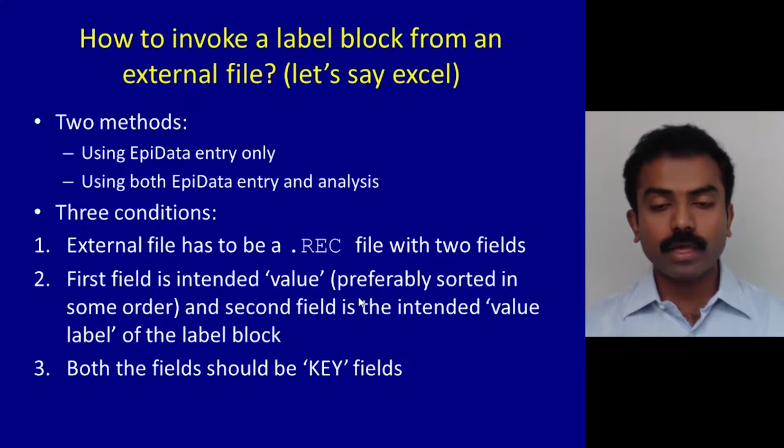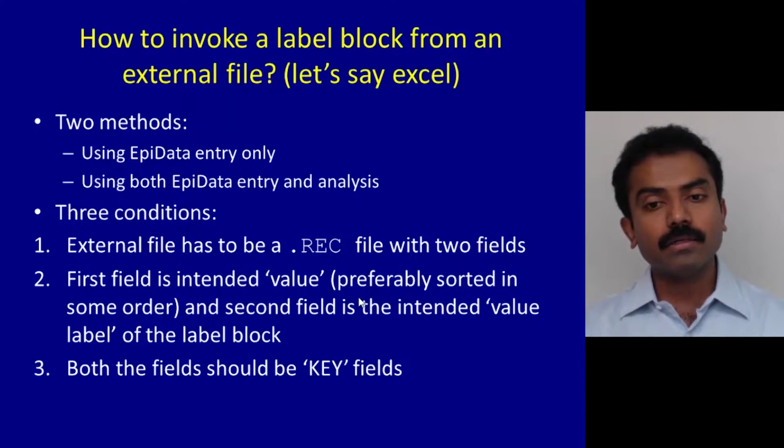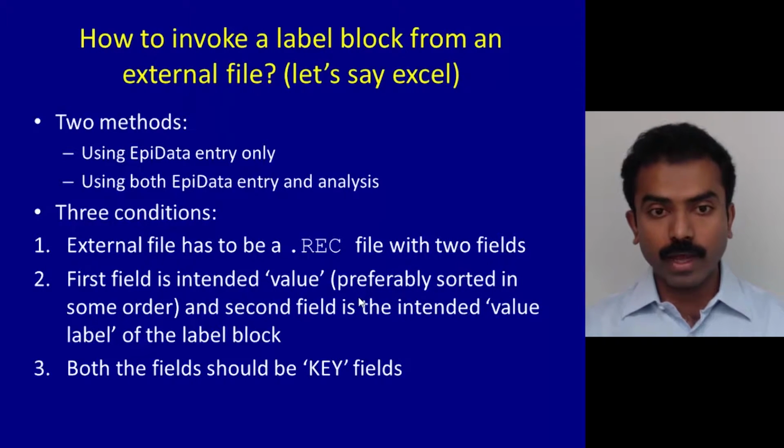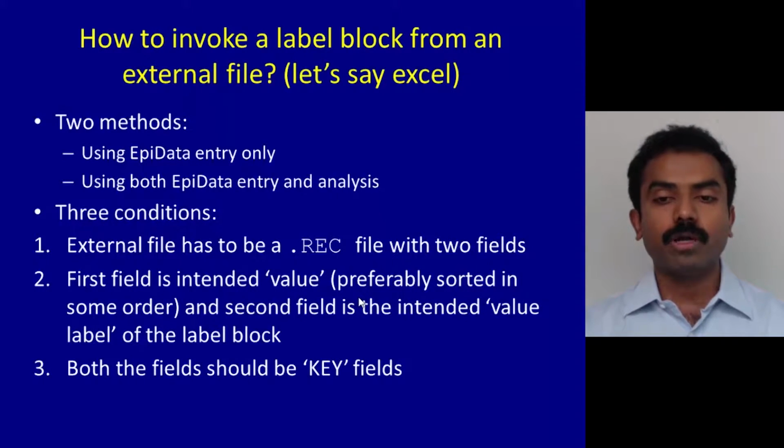Is this clear? Okay, a label block has a pair of value and value label. So the first field in this particular external rec file should have the value, whatever is our intended value, and preferably sorted in some order, alphabetic or some chronology. Now I'll come to that in a little while. The second field in this rec file should be the intended value label. Is this clear?